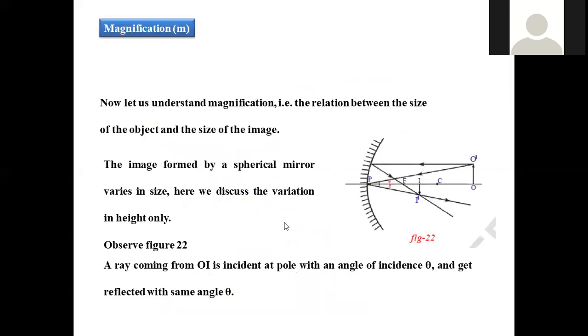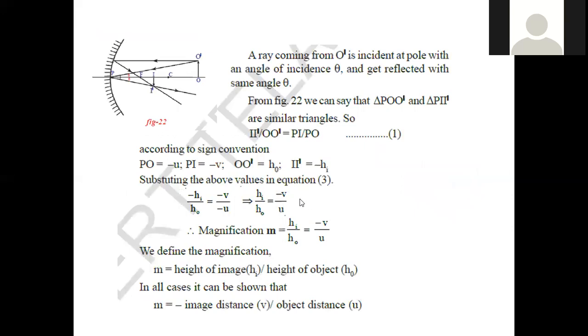Substituting the above values in equation number 3. What is equation number 3? In equation number 3, we substitute I'I as minus HI, and OO' is given by HO. Minus HI by HO is equal to PI by PO, where PI is minus v and PO is minus u. Minus HI by HO is equal to minus v by minus u. So we can write it as HI by HO is equal to minus v by u.